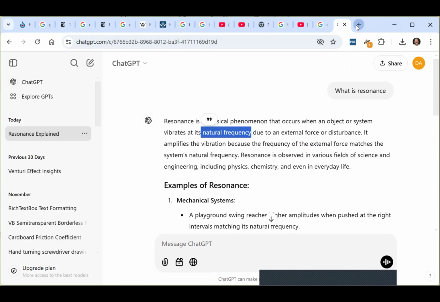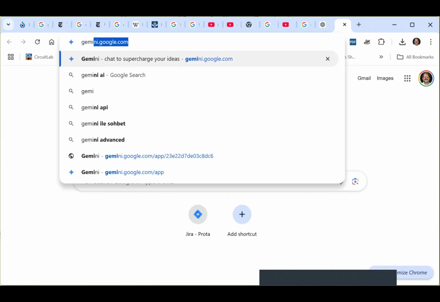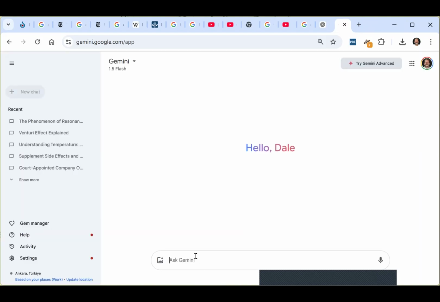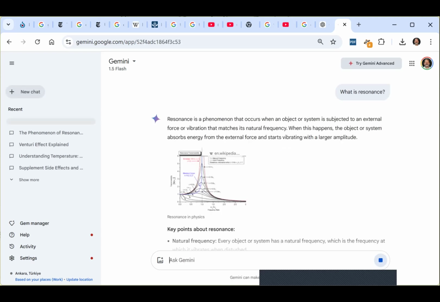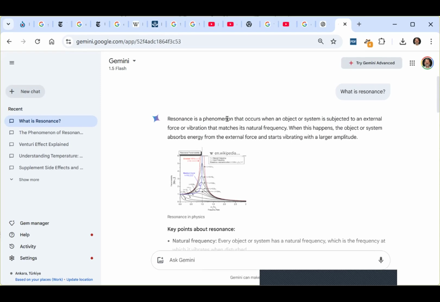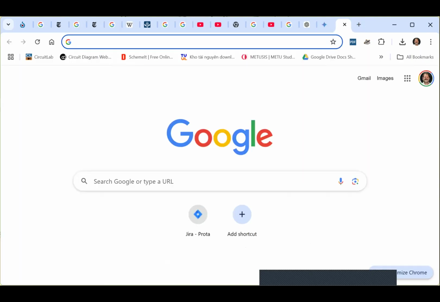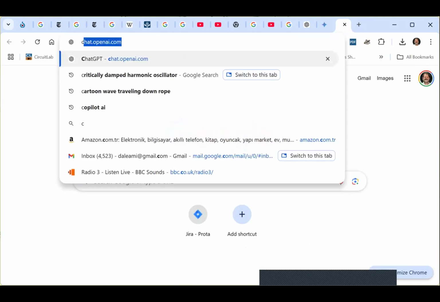And then let's look at Gemini. Okay, and ask the same question. What is resonance? Okay, resonance is a phenomenon that occurs when an object or system is subjected to an external force or vibration that matches its natural frequency. And then let's ask Copilot.